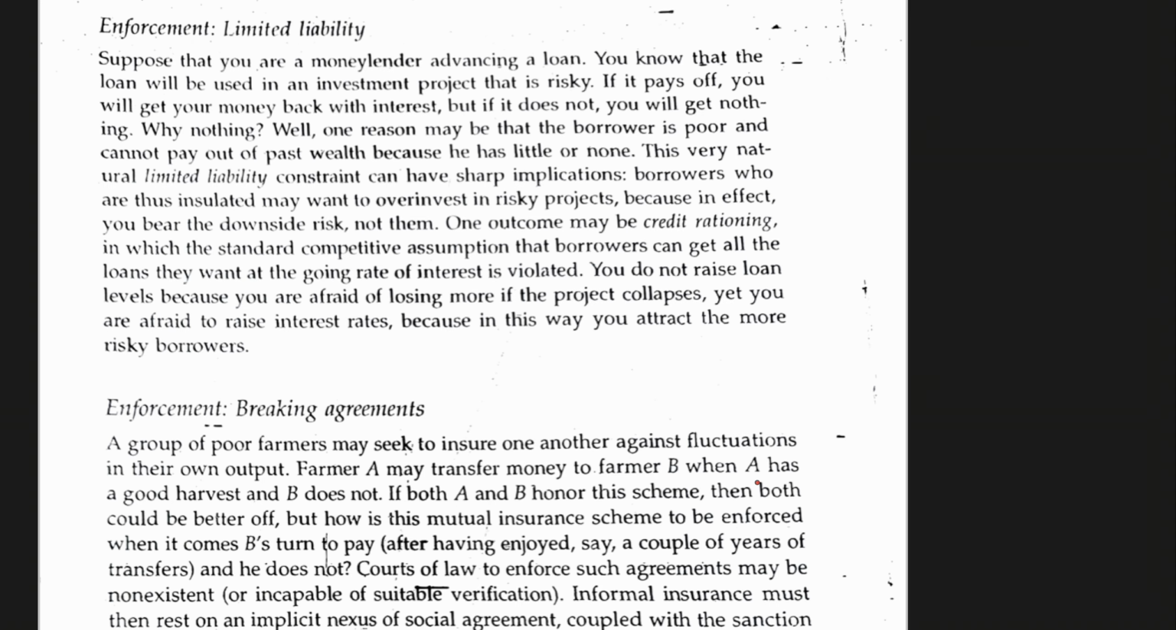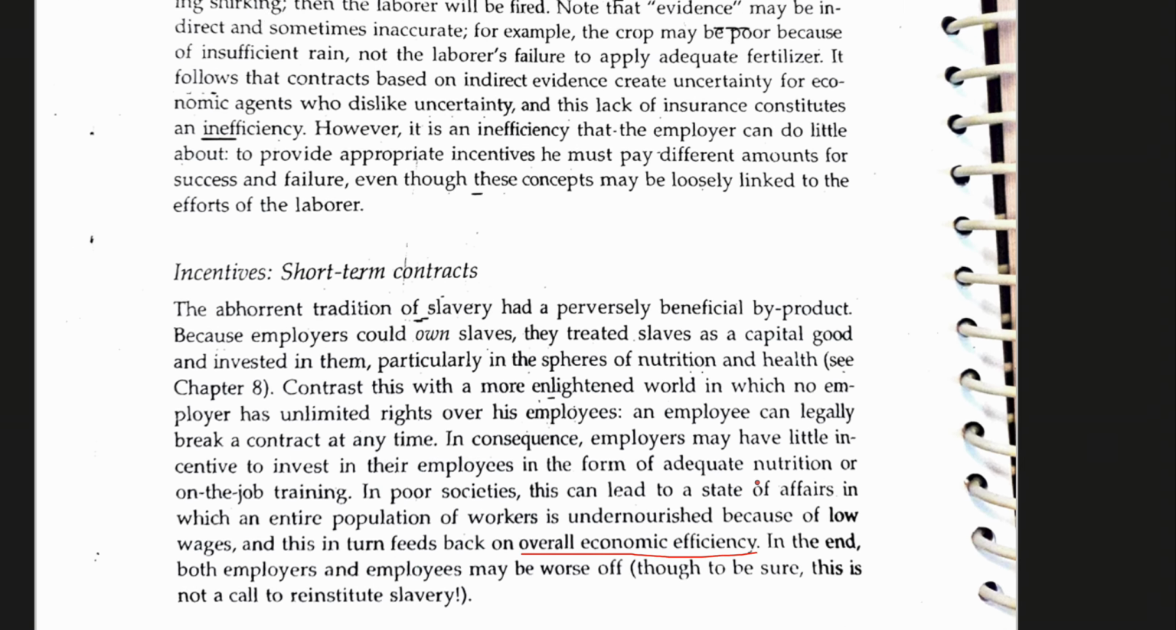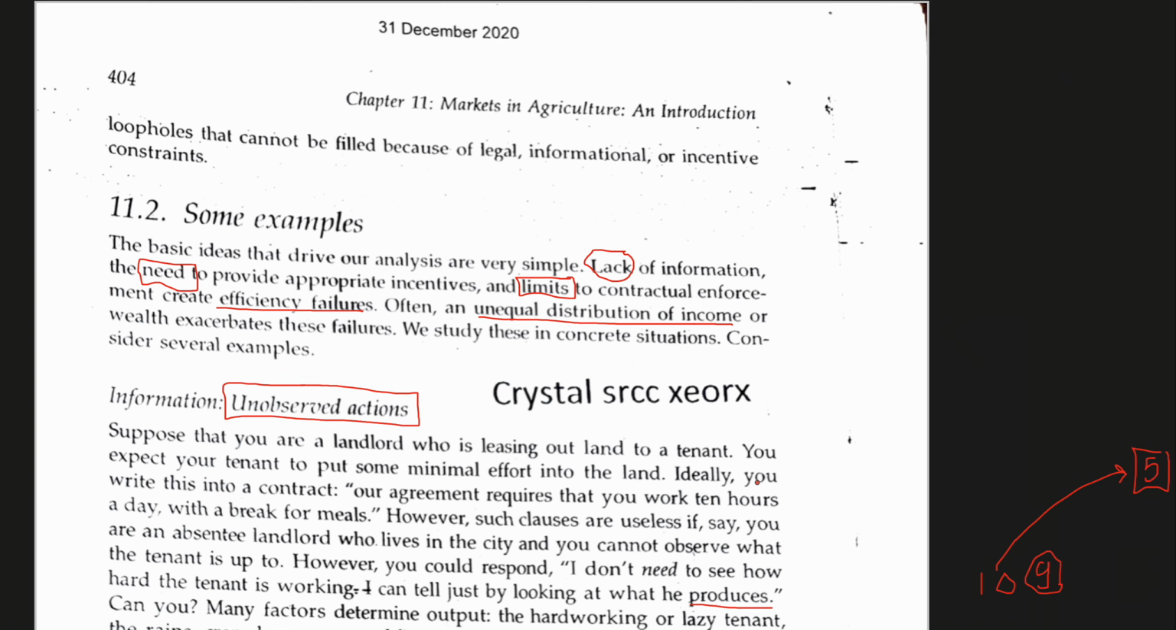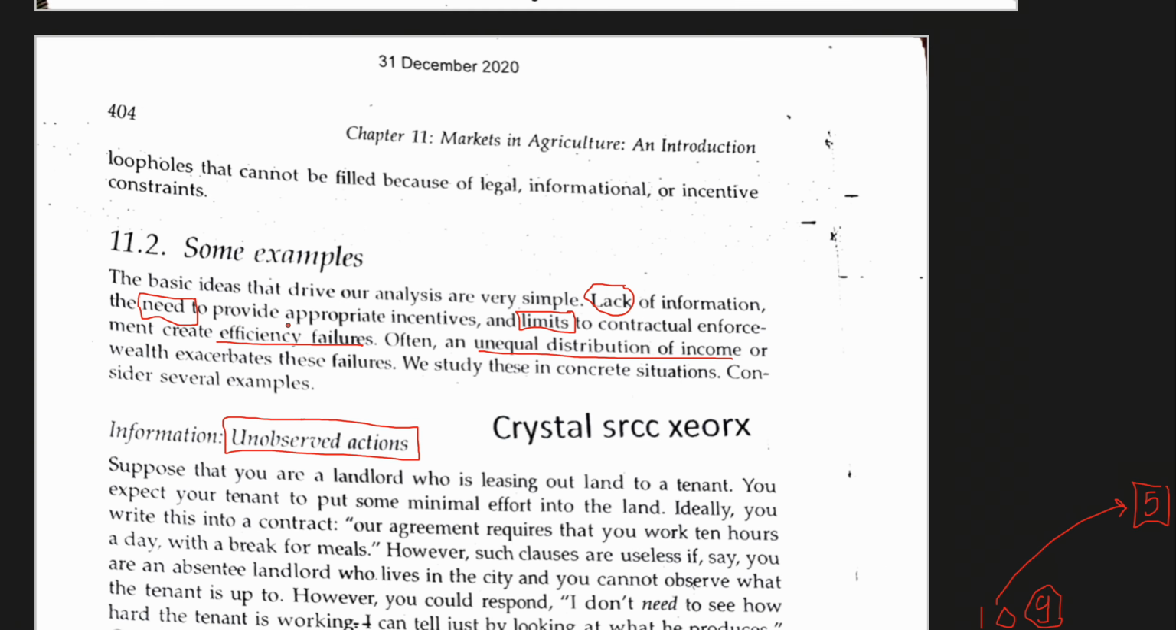Enforcement. Next, we're talking about enforcement. We've talked about incentives in two examples. We've talked about information, and I want you to keep in mind what we were studying. Information was the first thing. Appropriate incentives was the second, and now we're on the third, which is enforcement.